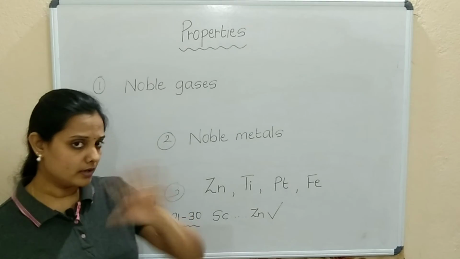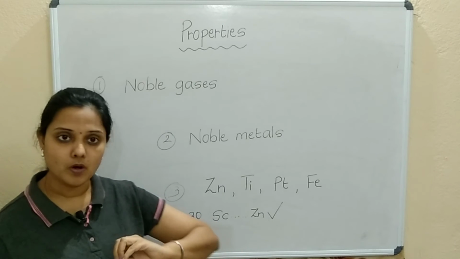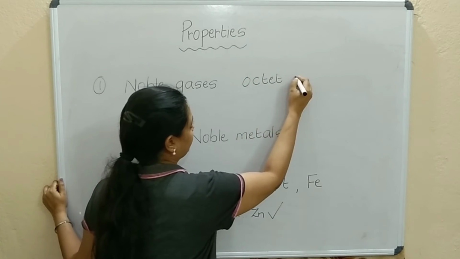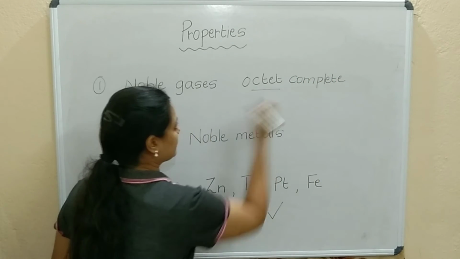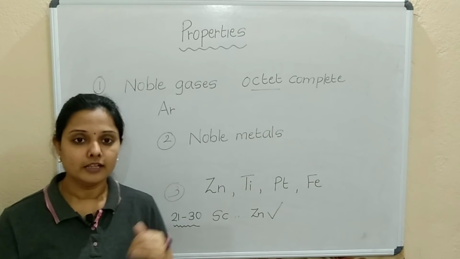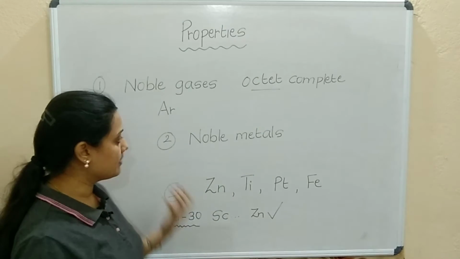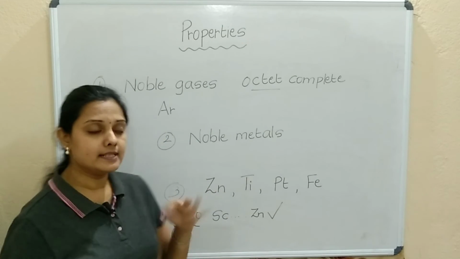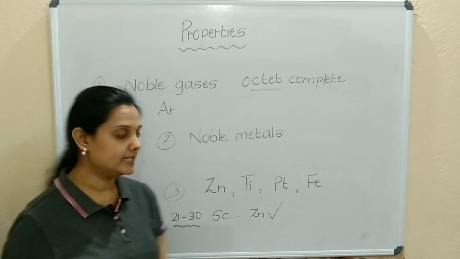So oxygen will not react with noble gases. Why? Noble gases means their octet is complete. Correct? We'll take the example of argon, helium, neon, argon, krypton, xenon, radon. They are the noble gases which come in the 18th group in the periodic table, and their octet is complete. What do you mean by octet? It means the valence shell is having 8 electrons.